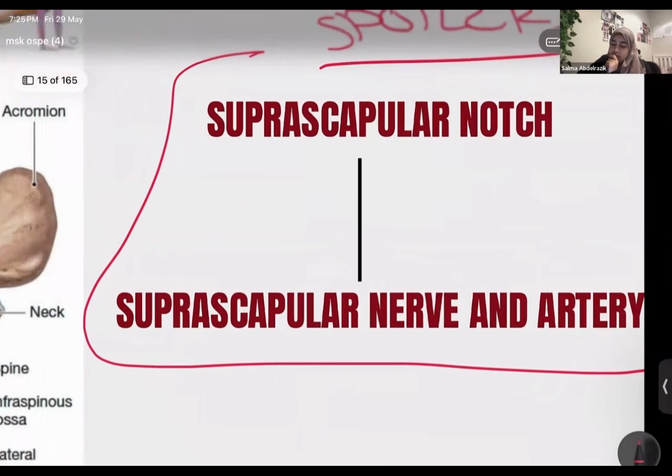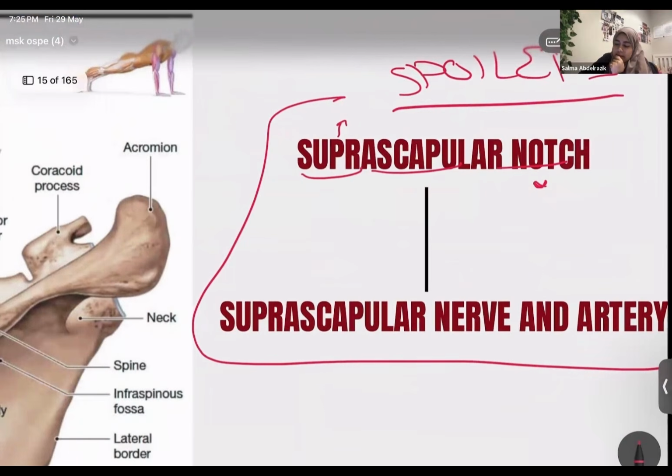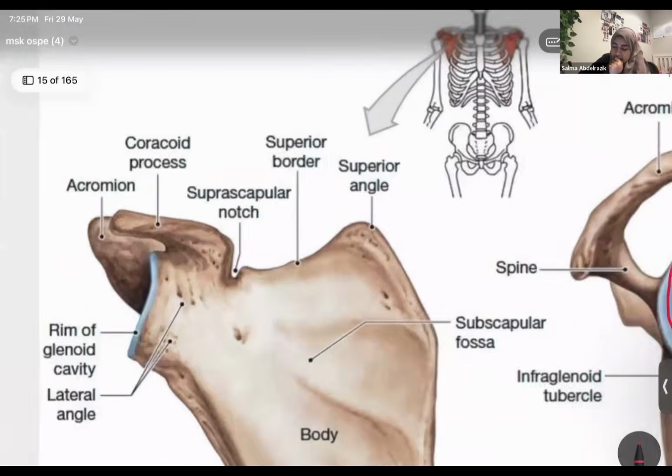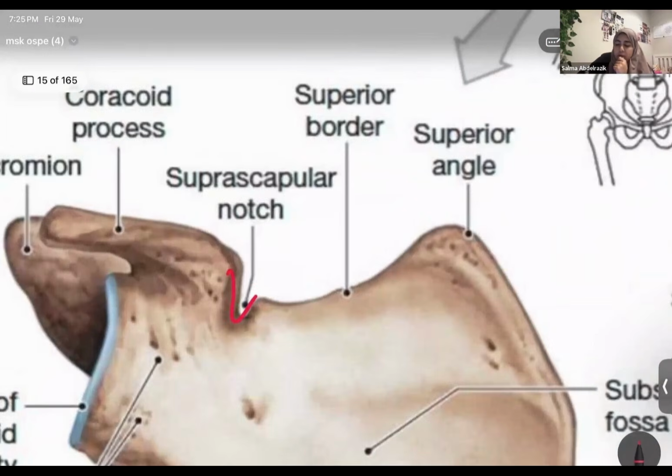And then you have something called the suprascapular notch. Supra means up. Scapular, scapula. And notch means it's like an indentation. Let's look at this. It's clear on the posterior and the anterior view, or the costal view. Suprascapular notch, it's basically like a hole.